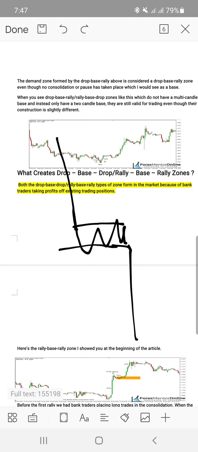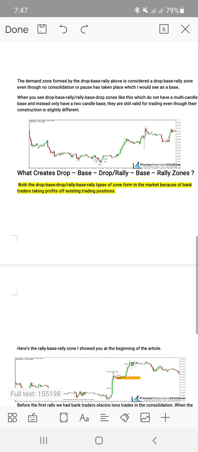You understand? So this is what creates the rally-based rally and drop-based drop. It is because institutional traders or banks or people that trade with large volumes of money are taking profits.